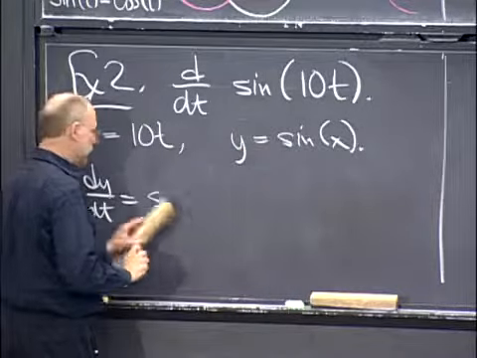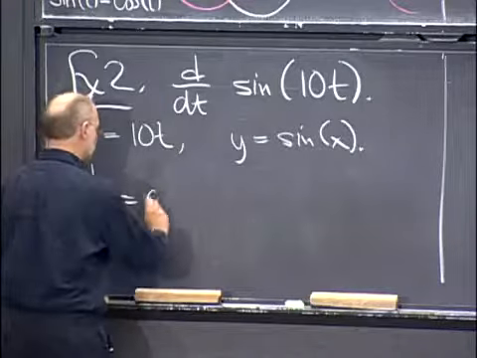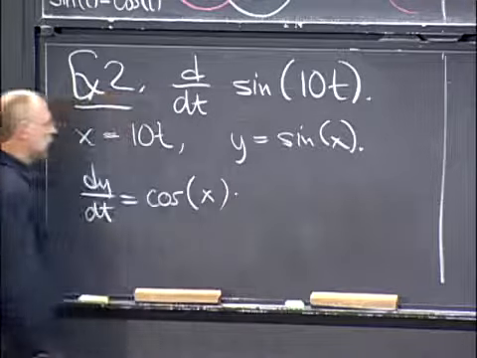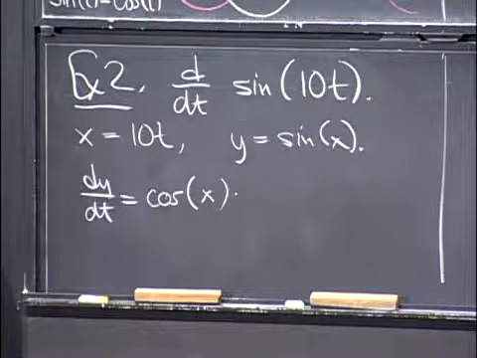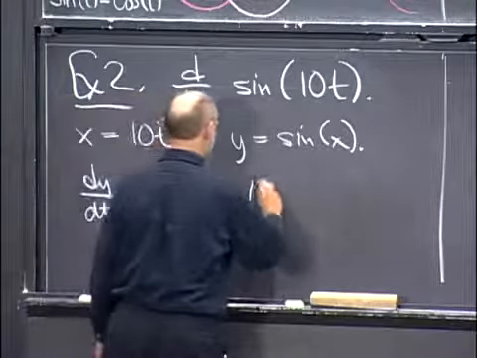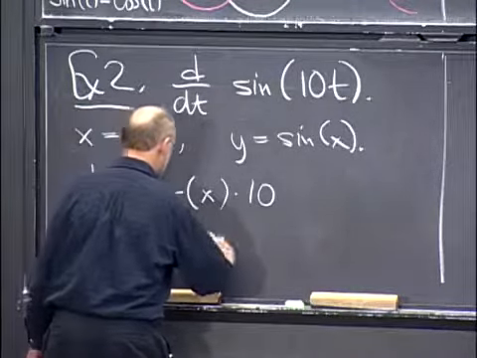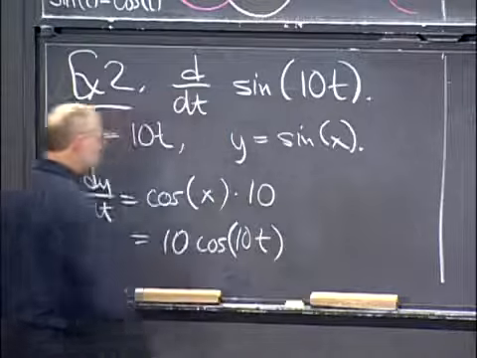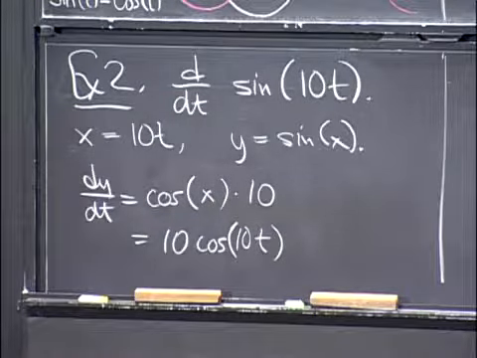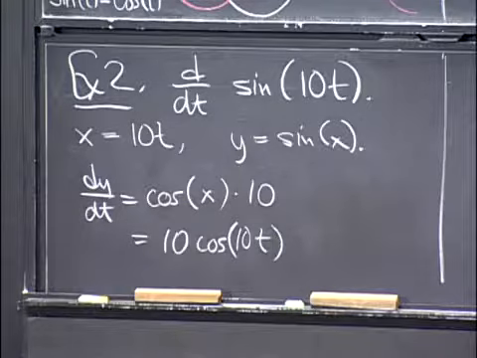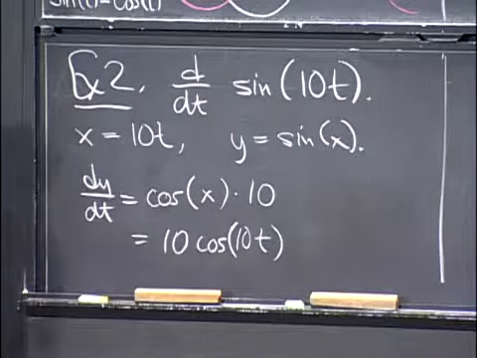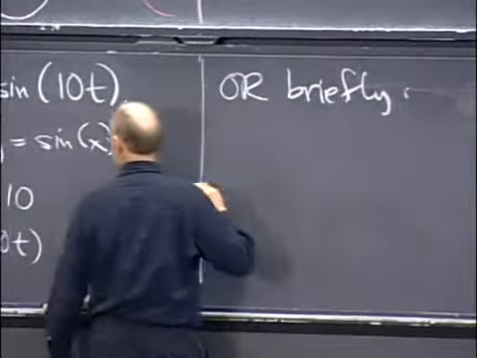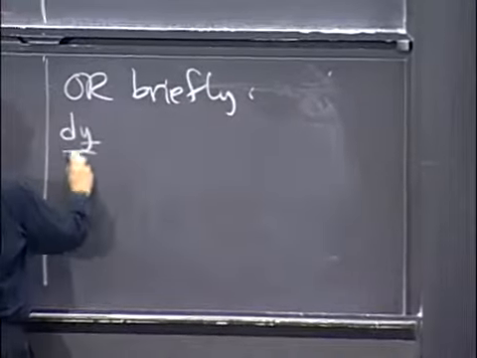Sine prime. We can substitute what we know sine prime is. So I get cosine of whatever, x, and then times what? Now I differentiate the inside function, which is just 10. So I could write this as 10 cosine of what? 10t. X is 10t. Now, once you get used to this middle variable, you don't have to give a name for it. You can just think about it in your mind without actually writing it down.